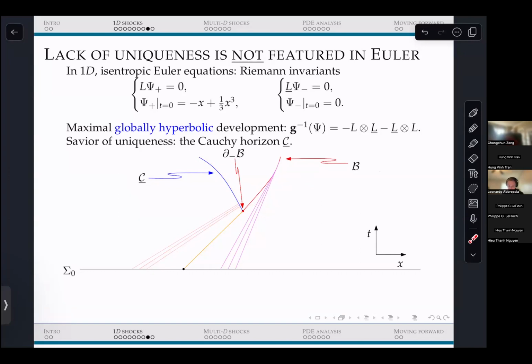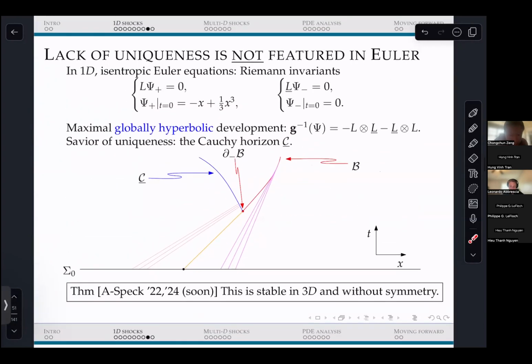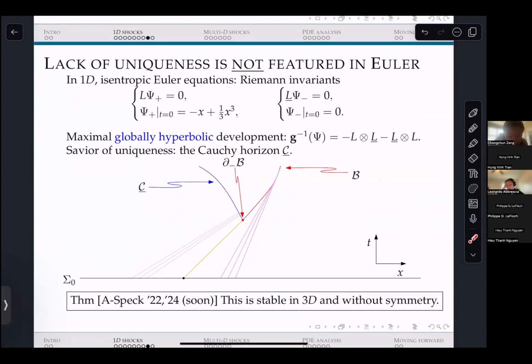Okay, so that's the picture of Euler. This is a picture that was well understood, maybe even by Riemann in the 1860s. But the main point of the talk today is that this picture is stable in 3 space dimensions without any symmetry assumptions, for small perturbations. So what I did with Jared Speck in 2022 was I proved that the singular curve, which in that paper I call the singular boundary, is stable. I'm going to tell you about all of the properties of the singular boundary over here.